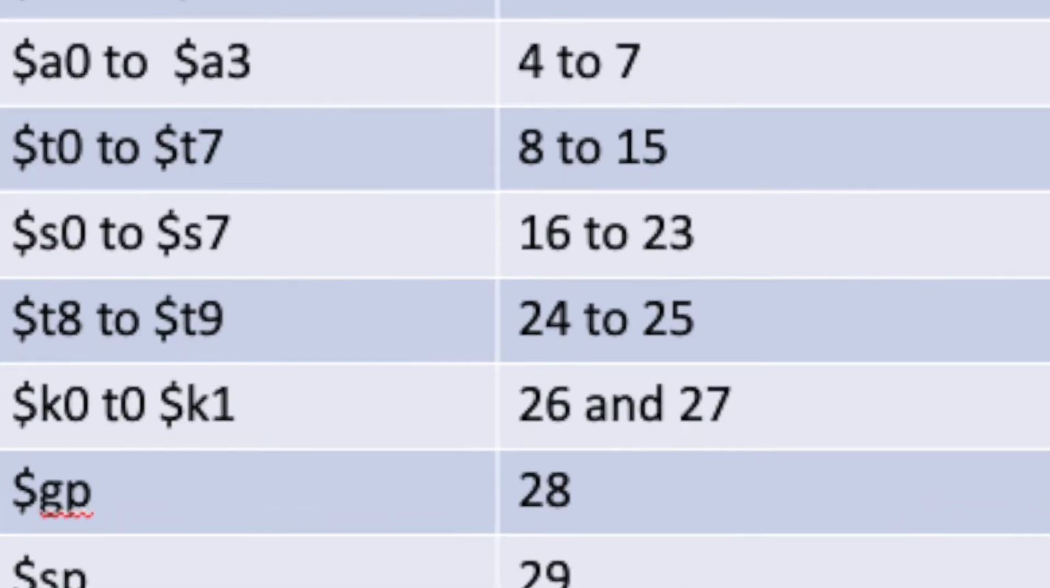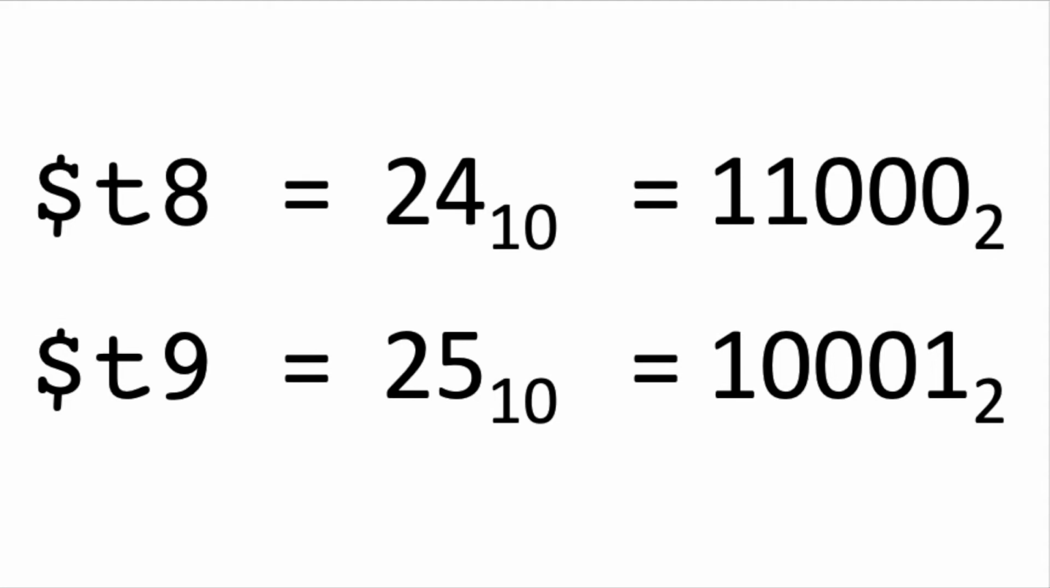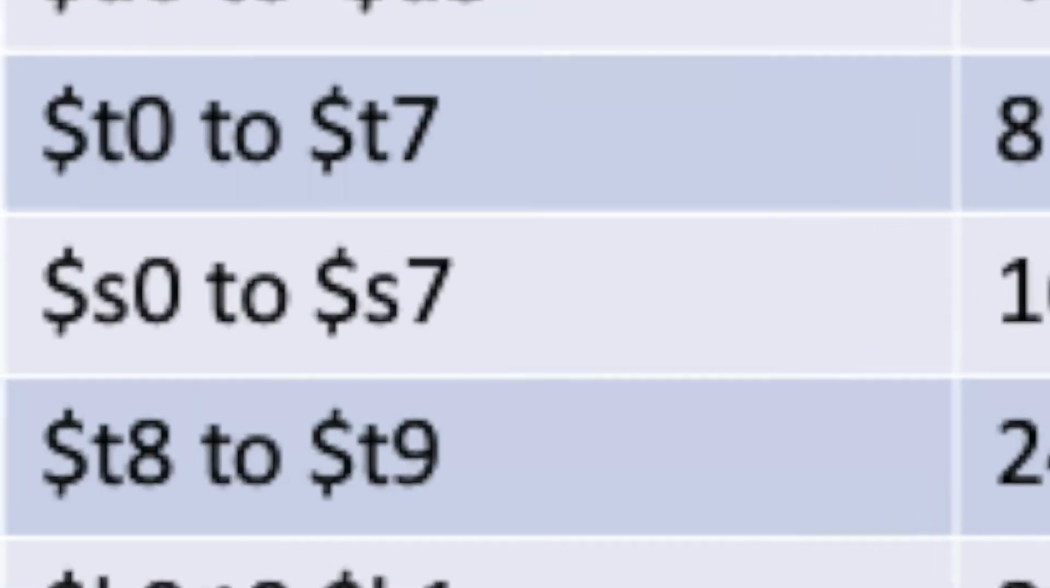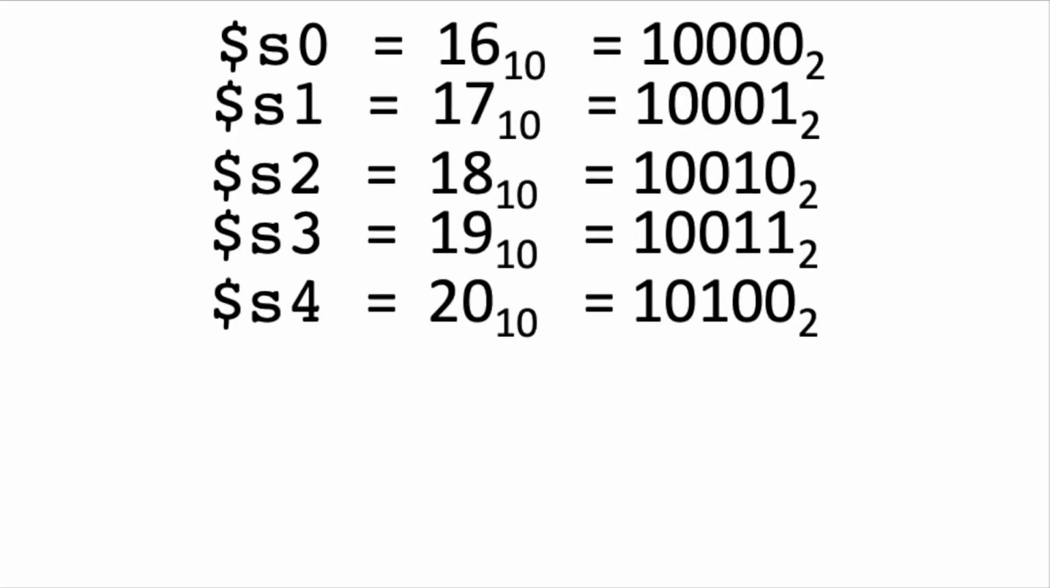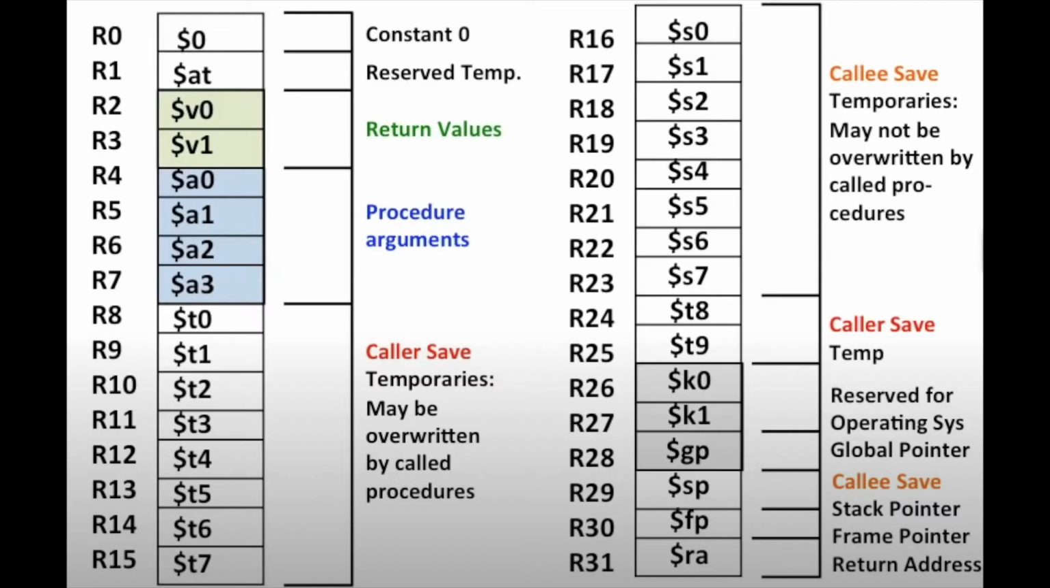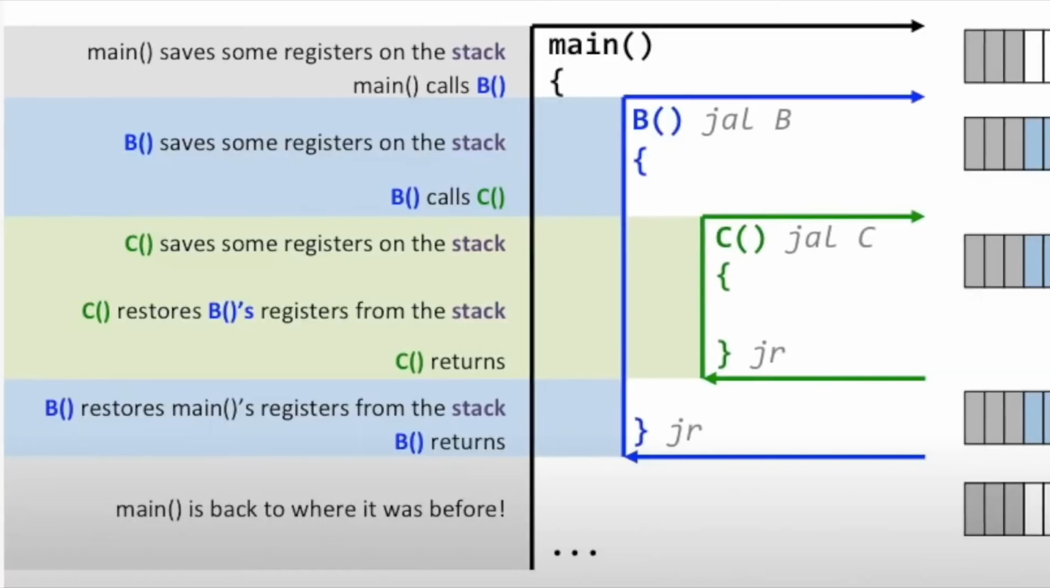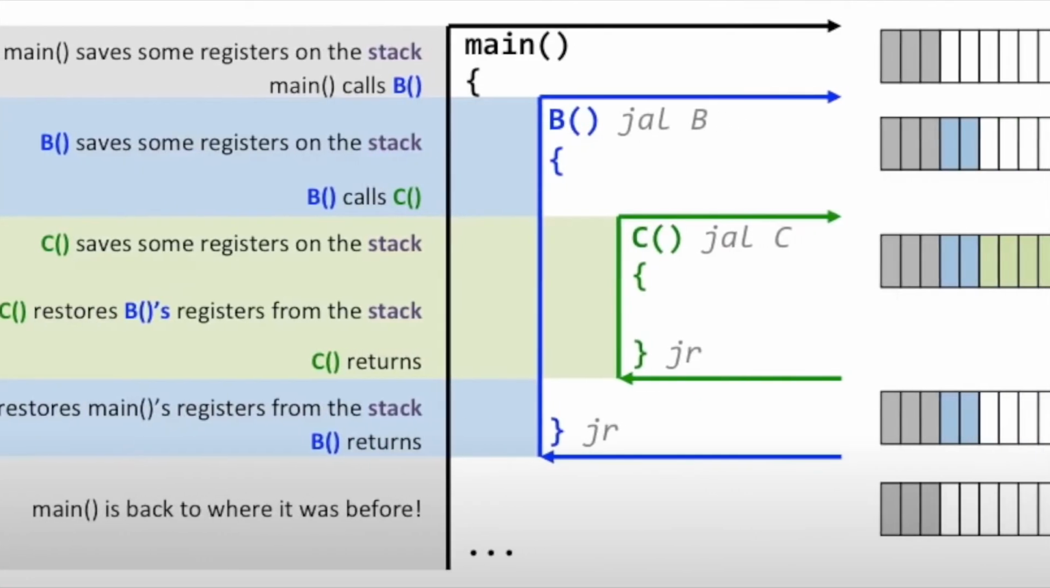Registers $T8 and $T9 are registers number 24 and 25. Registers $S0 to $S7 are registers numbered from 16 to 23. When we look at subroutines we will see the T is for registers that hold temporary values, while those named S is for those that are placed on the stack.